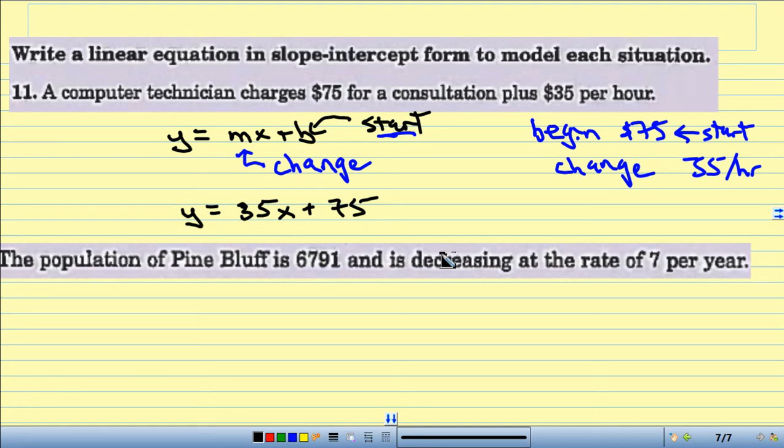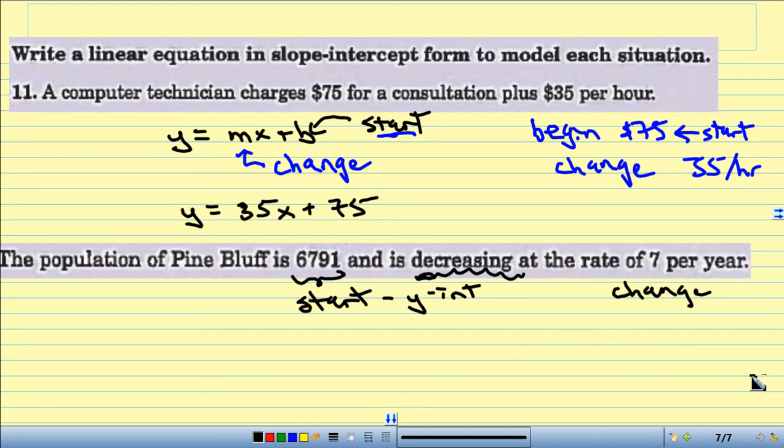For the second problem, it says the population of Pine Bluff is 6,791, and it is decreasing at a rate of 7 per year. So this population is my start population, or I can say it's my y-intercept. This is my change. It's 7 per year. And notice, it is decreasing.